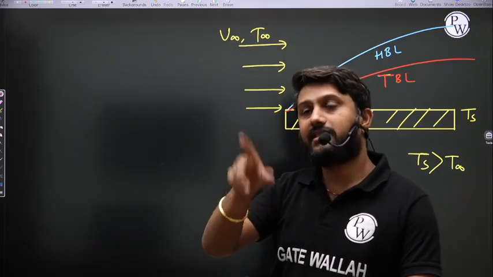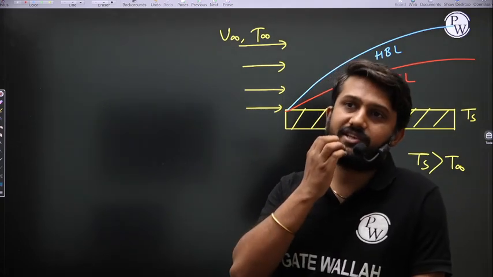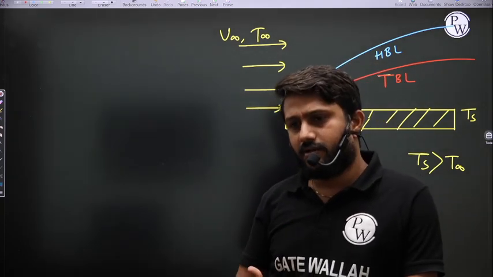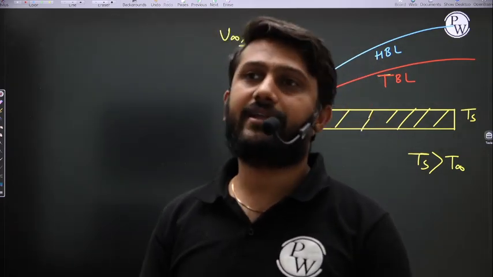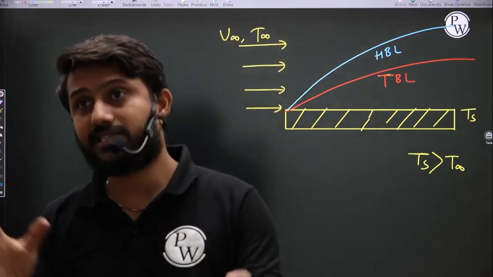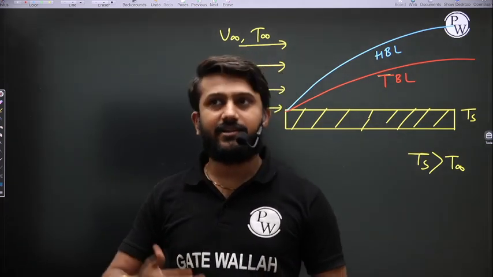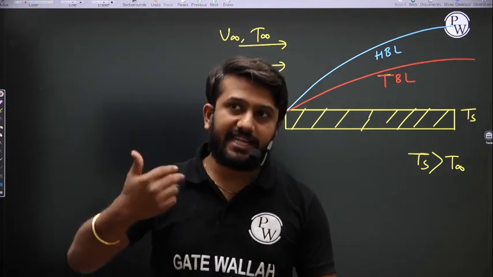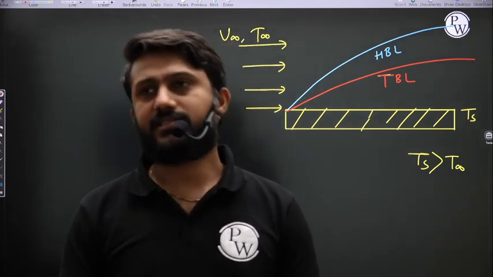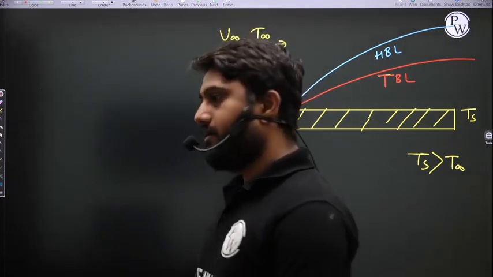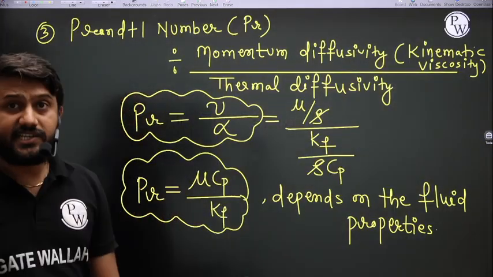That relation, the relation between the HBL and the TBL, we can easily find with the help of the Prandtl number. So this is the significance of the Prandtl number. The Prandtl number tells us whether HBL is greater than TBL or TBL is greater than HBL, or what is the relation between the HBL and the TBL. This is shown by the Prandtl number. I hope this significance is clear to you.